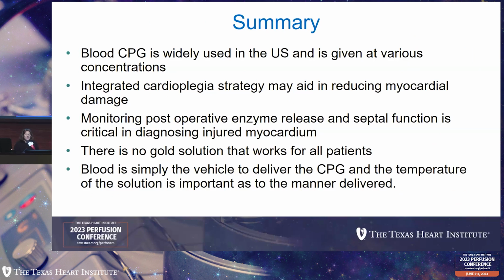So in summary, blood cardioplegia is widely used in the US, and it's given at various concentrations and formulas. The integrated cardioplegia strategy, both antegrade and retrograde, may aid in reducing myocardial damage. Monitoring postoperative enzyme release and septal function is critical in diagnosing injured myocardium. And there is no gold standard of the perfect cardioplegia solution. Blood is simply the vehicle to deliver the cardioplegia, and the temperature of the solution is important as a manner of how it's delivered.